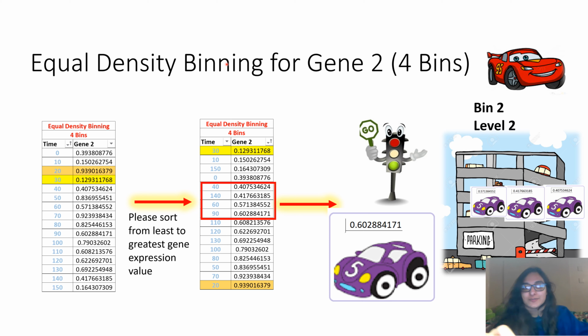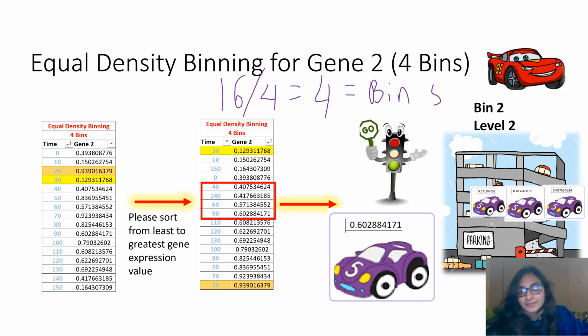Remember, because we had 16 values, 16 time points, and 4 bins, that was 16 over 4, which is 4, the bin size. That's the capacity that we have. So all these 4 cars have made it into our bin 2. These 4 have just finished making our bin 2.